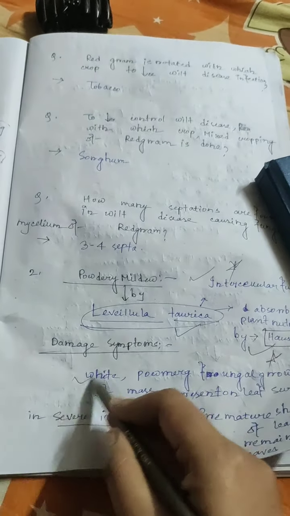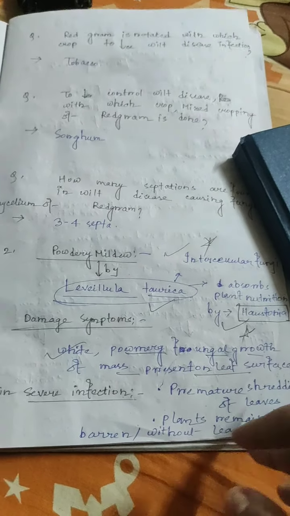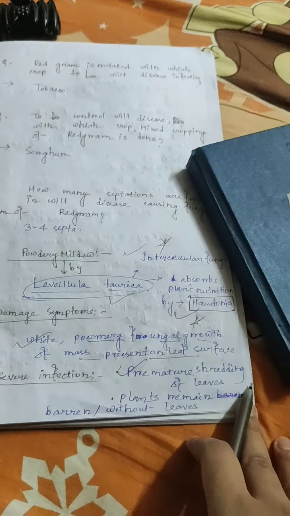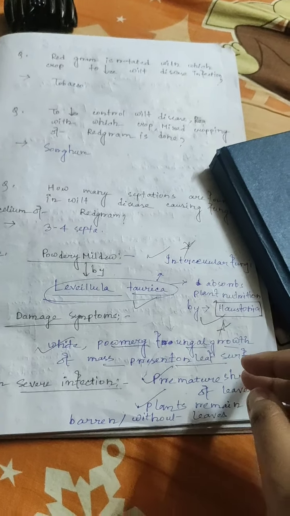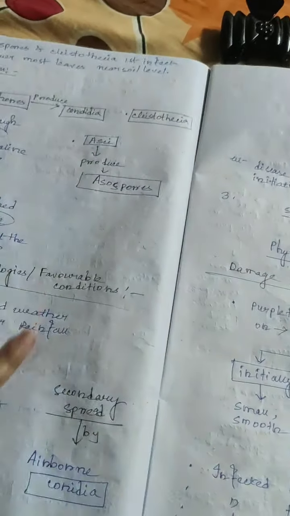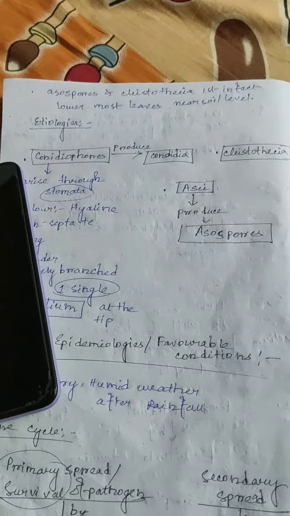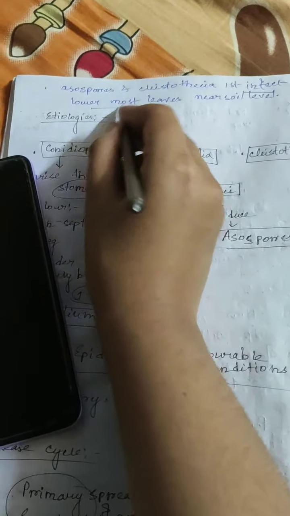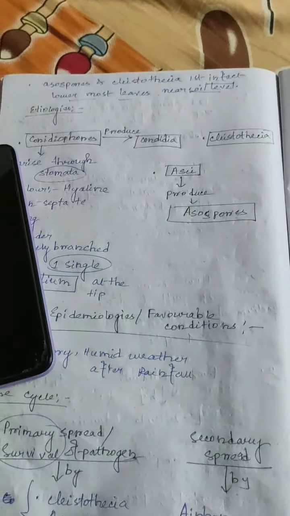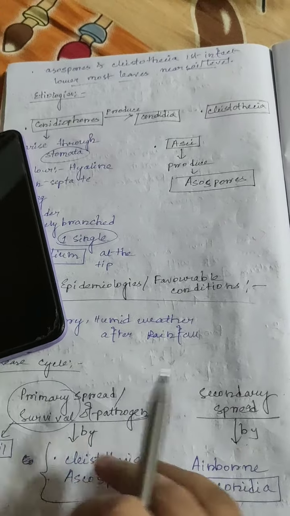Damage symptoms are white powdery fungal growth present on the leaf surface. In severe infection, there is premature shedding of leaves, and plants remain barren, without leaves. Ascospores and cleistothecia first infect the lowermost leaves near the soil level.